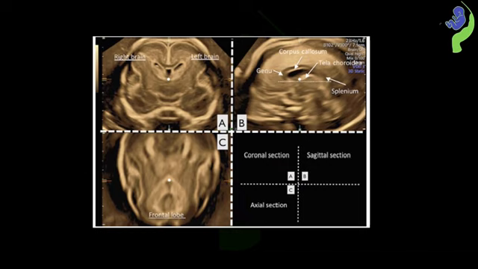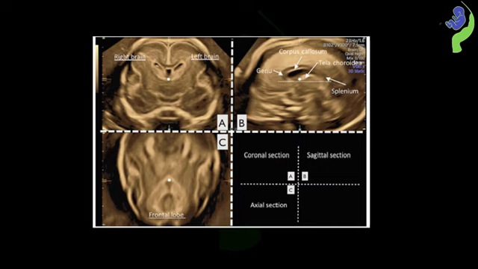The first step is to go to the view B, where we get to see the sagittal section of the brain, and the frontal lobe should be on the left side of the screen. A horizontal line should be drawn from the genu of the corpus callosum to the end of the splenium of the corpus callosum.